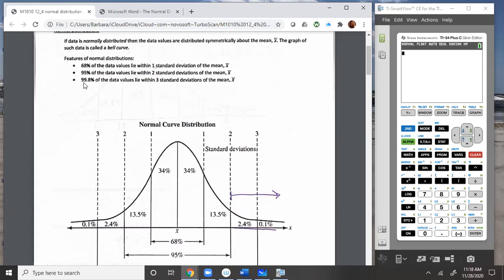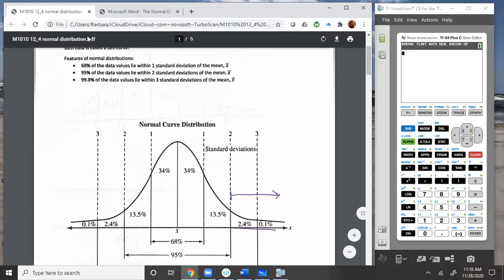Most of the scores will be within 3 standard deviations of the mean. That is 99.8% of the scores, okay? So if we add up all of these percentages, you should get 100%. Now, this is common, this 99.8, but in a problem that you'll see below, this number might change, and so we'll have to change our percentages according to the information in the problem.